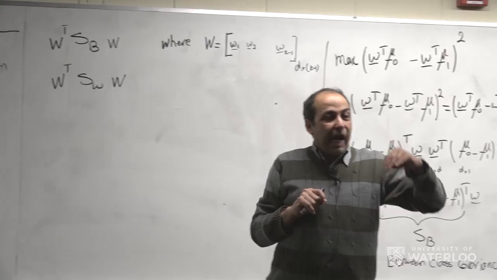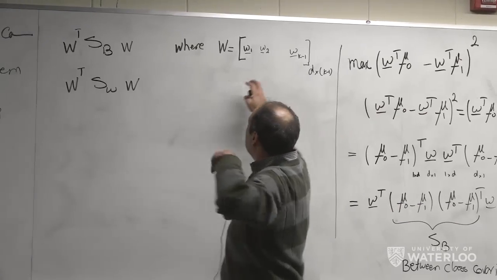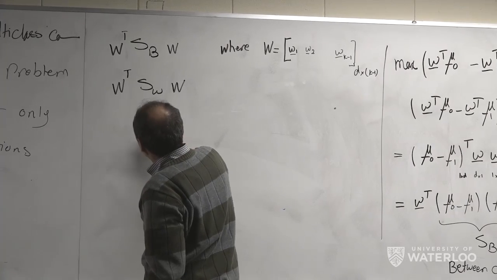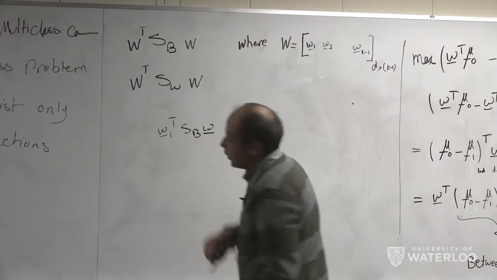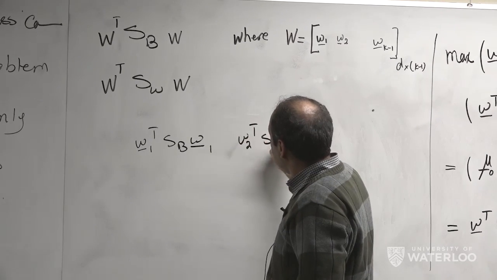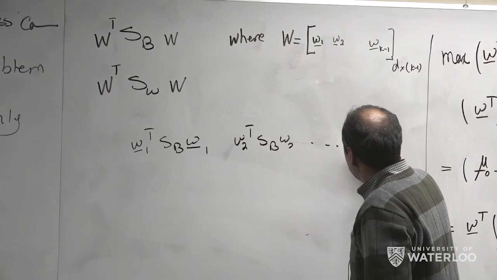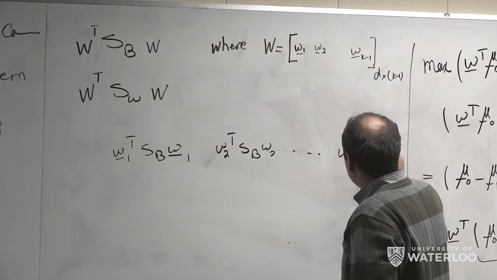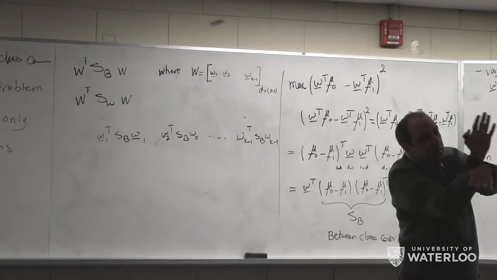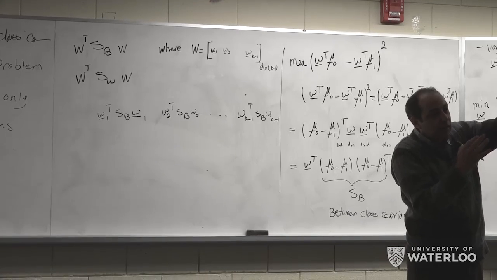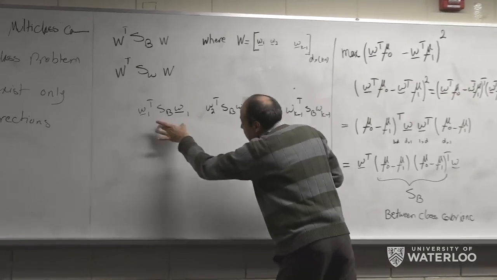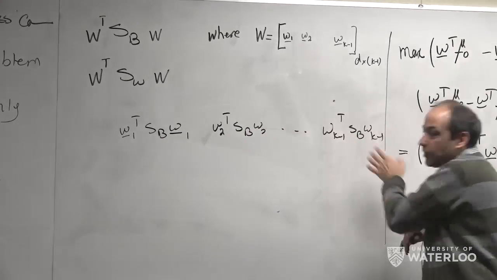It's as if, when you do this matrix multiplication, you do W1 transpose SB W1, and W2 transpose SB W2, and W(k-1) transpose SB W(k-1). So in each direction, you have a separate projection. But you are looking for the whole variance of all of these projections: the variance on this projection plus the variance on this projection plus the variance of this projection.